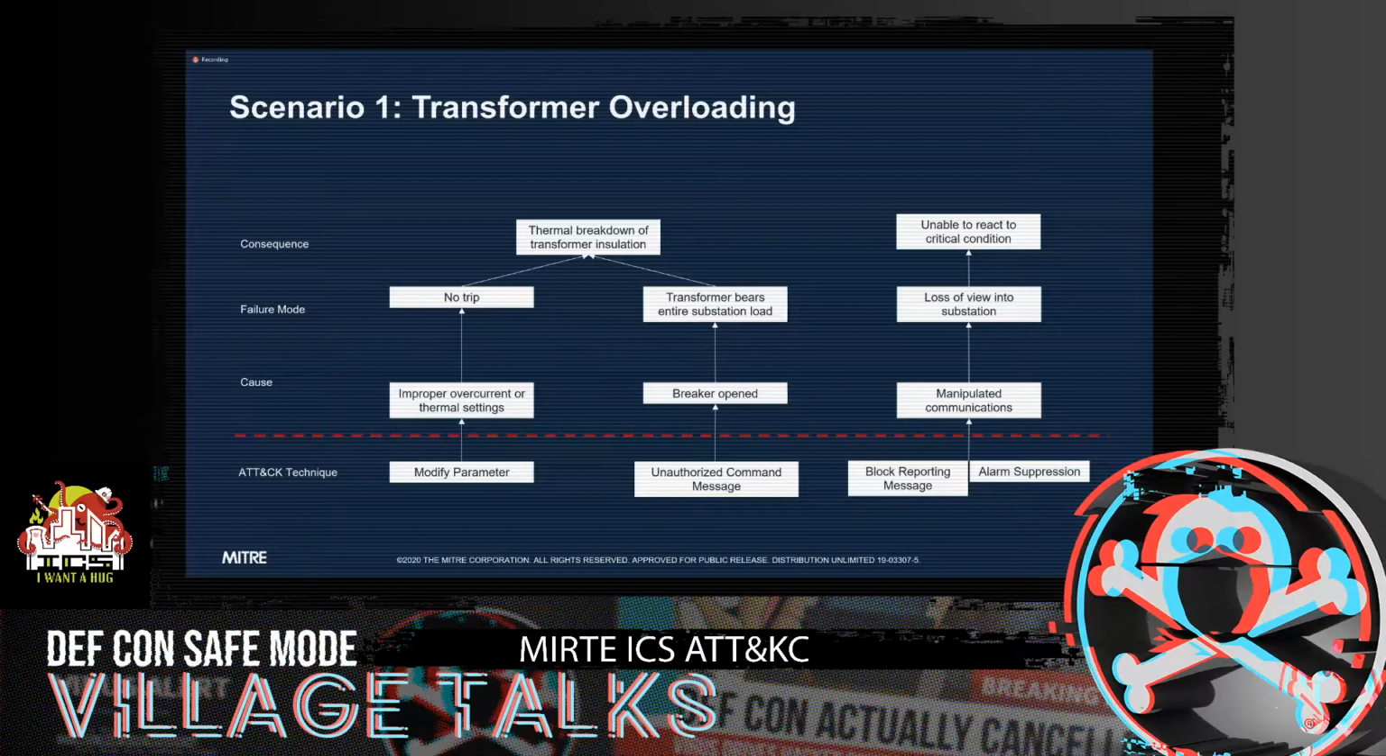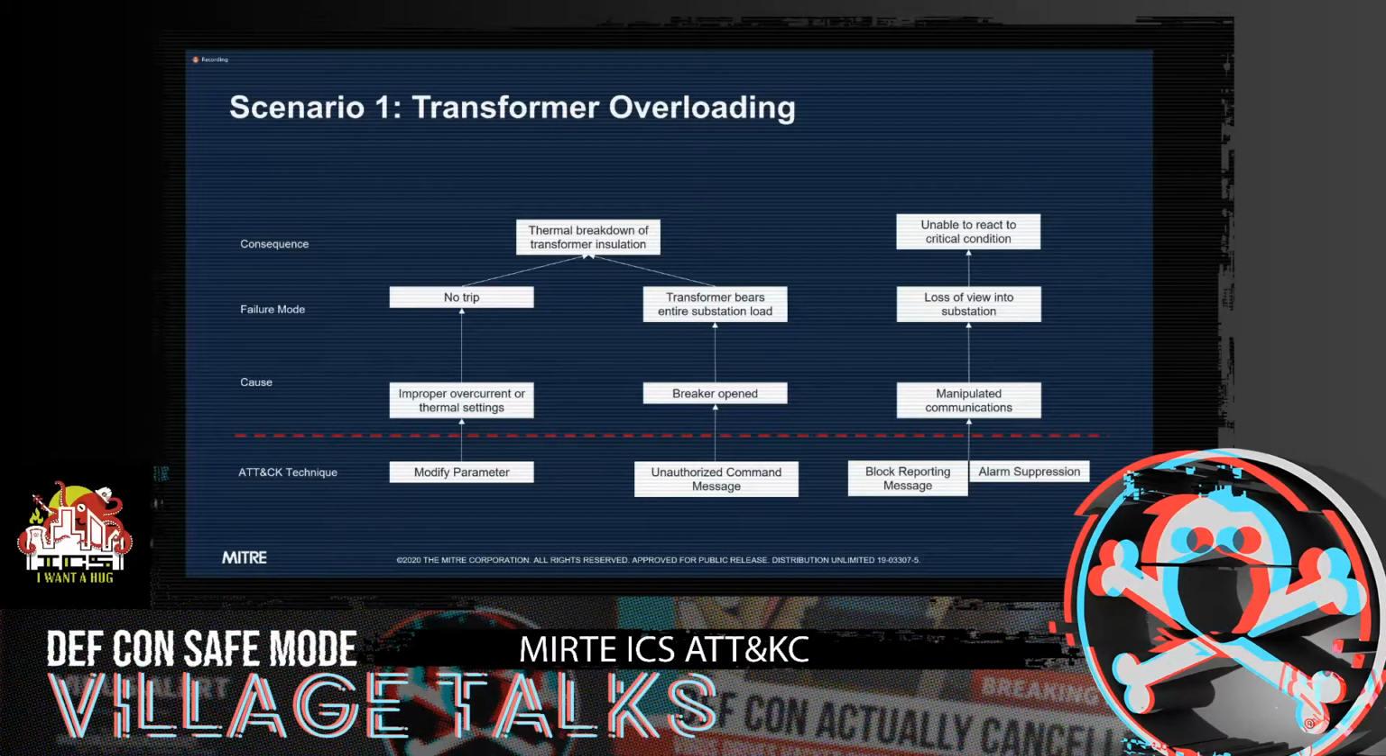So we can start to structure this failure scenario so that we understand exactly what we're trying to accomplish. If we take scenario one, the transformer overloading, we can think about what the consequence is. The consequence is a thermal breakdown of transformer installation. And then we have a couple failure modes.